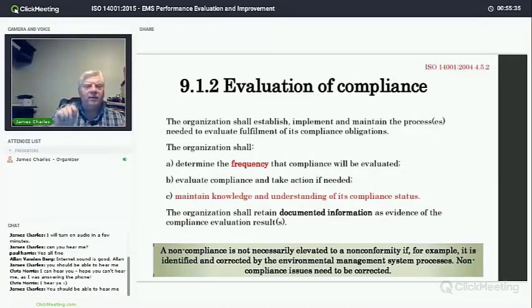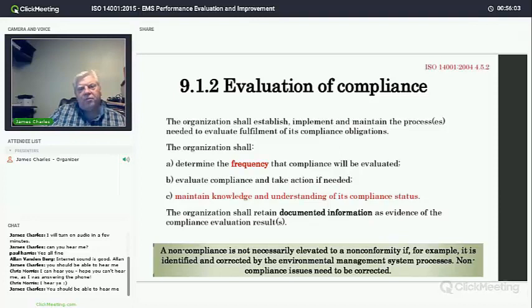The process needs to define A, the frequency at which we will evaluate compliance, B, how we will evaluate compliance and take actions where needed, and C, maintain knowledge and understanding of our compliance status. Okay, so again, we're going to write a procedure, we're going to have a flow chart, we're going to have a process that explains how we do this.